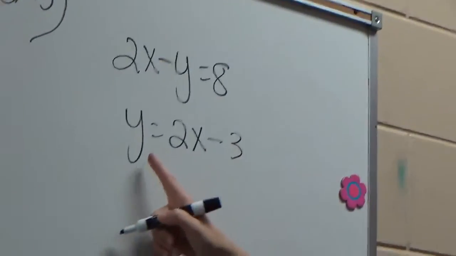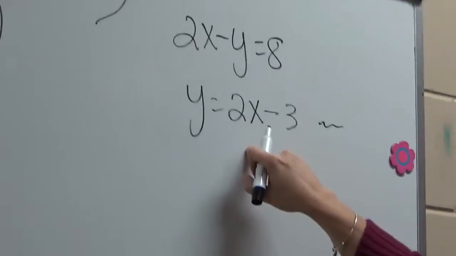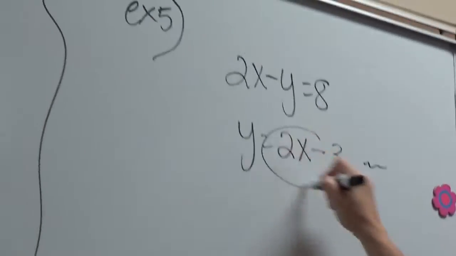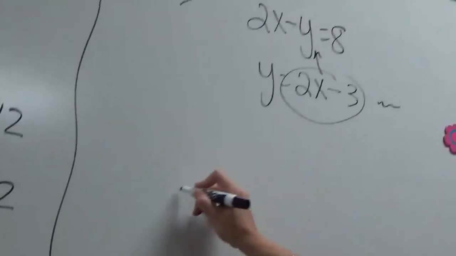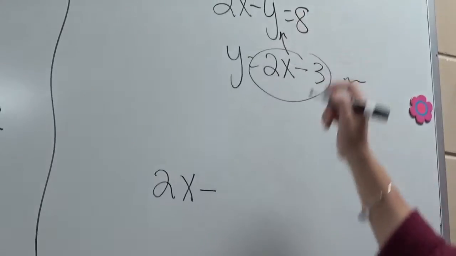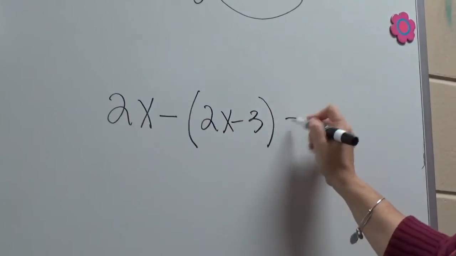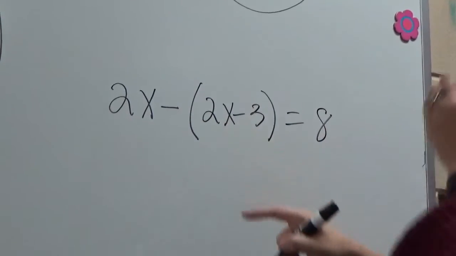Okay, last one. 2x minus y equals 8, y equals 2x minus 3. This is the one that I can plug in. I've got it into y equals, so I'm going to take what y equals and plug it into y in the other equation. Now notice if there's a minus in front of the y, always put the parentheses, because if you don't, you will mess your signs up.